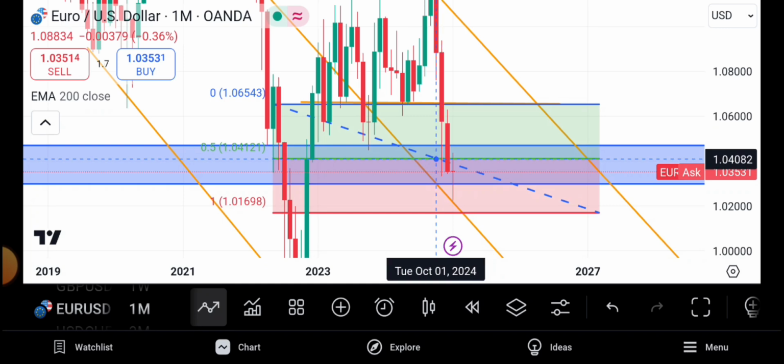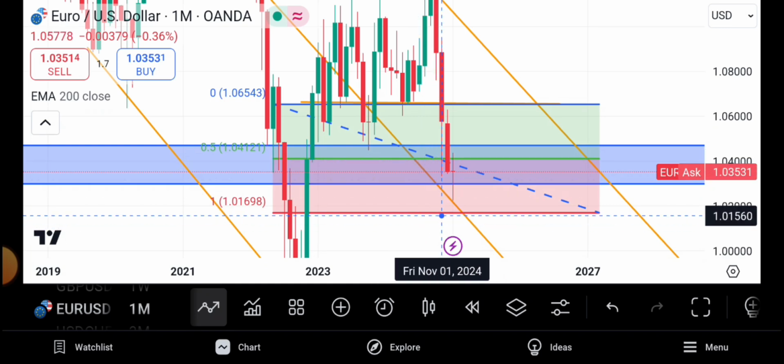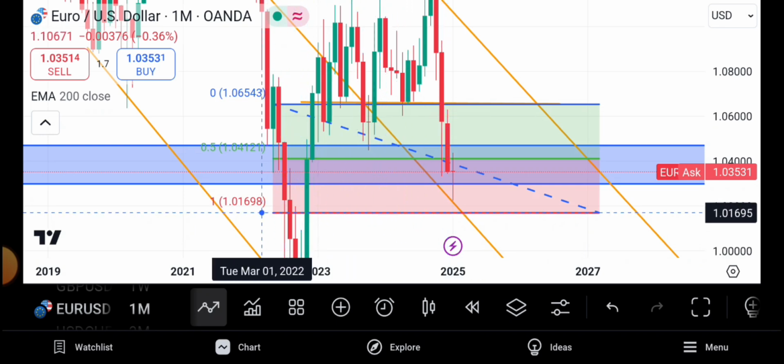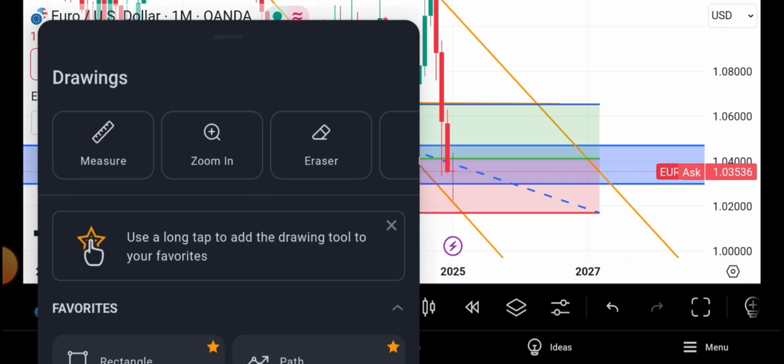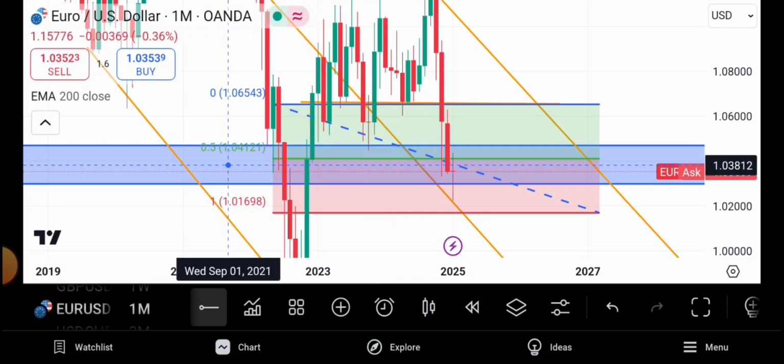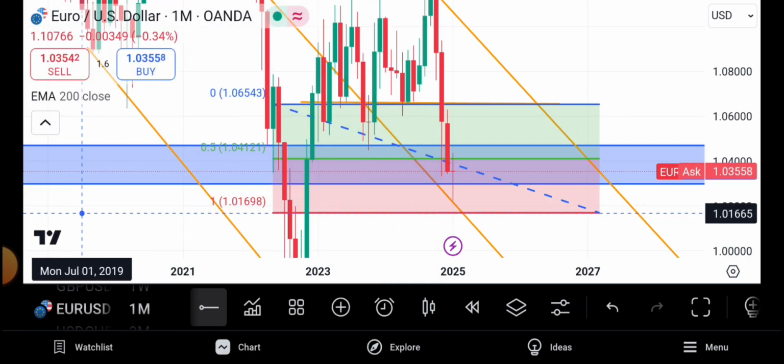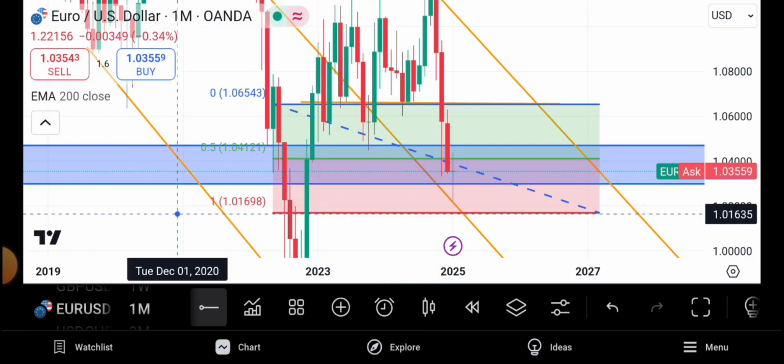Let us draw that TP2. Why am I saying so? The chance of price hitting that TP2 is always 70%, but TP1 is always a guarantee. So that will be your TP2.